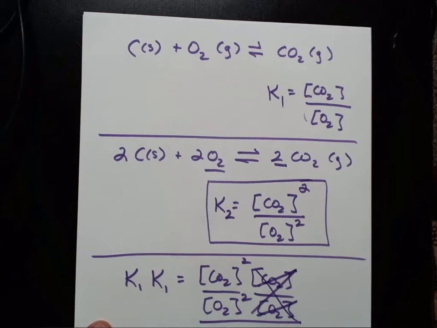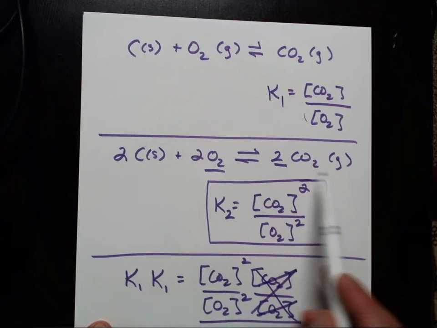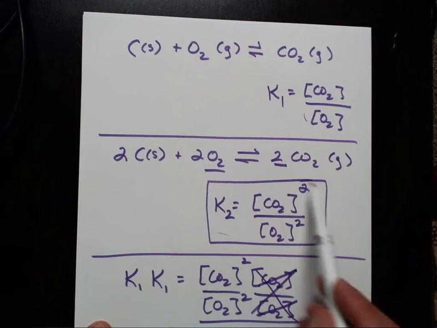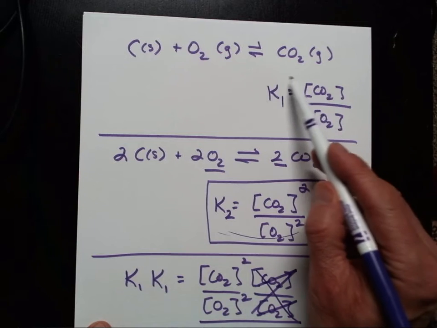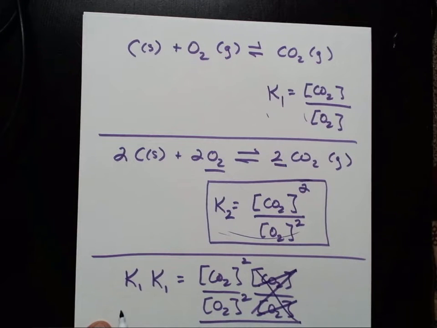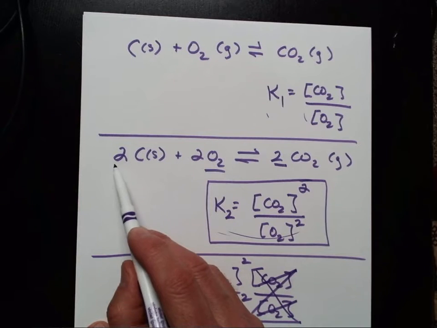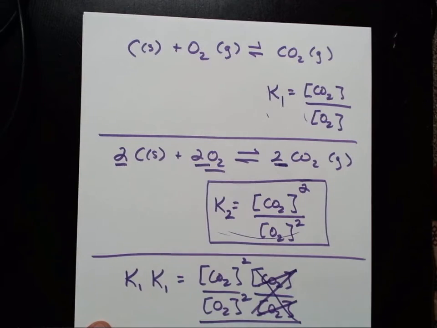So notice what's going on here. If we multiply an equation by a stoichiometric factor, in order to find the equilibrium constant for the new reaction, we take the old equilibrium constant and take it to the power of the stoichiometric factor that we multiplied the original equation by. Whew, that's a lot of words there.